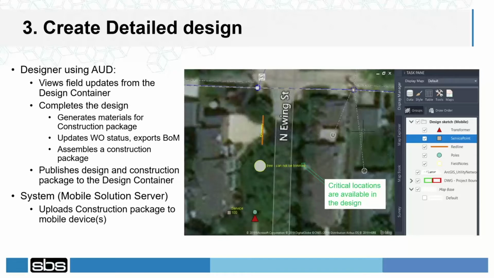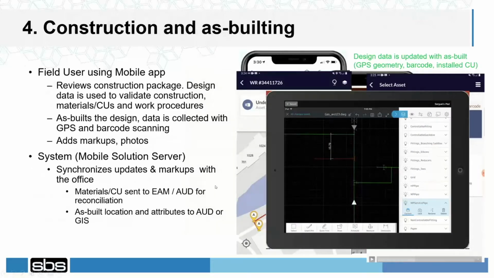I can actually use AUD to automatically transform those captured points, lines into AUD intelligent features. Complete my design, and once it's done, I press a button with Utility Data Hub Mobile to publish now completed design and the materials from construction package to design container. Now we transition to next step, the construction in the process.